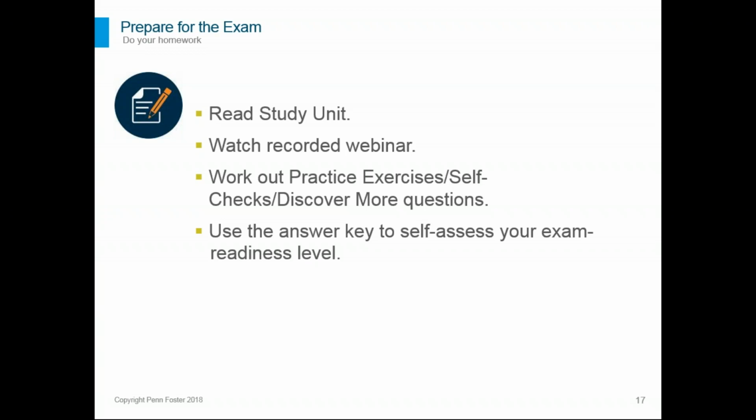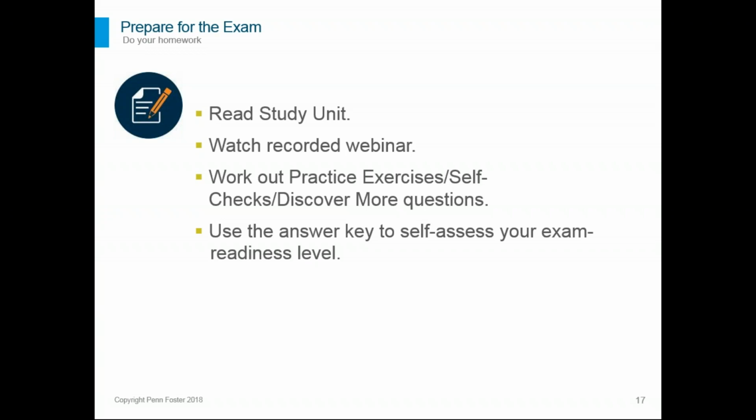Within your unit also, there are practice questions provided to give you some practice before you attempt the exam. Also, the answer keys are provided for those practice questions. They may be called self-checks or discover more questions within your lesson, but in all cases, the answer keys are provided. They are provided because it's an independent study program, so you want to make sure that you have the right answers before you go ahead and take the exam.